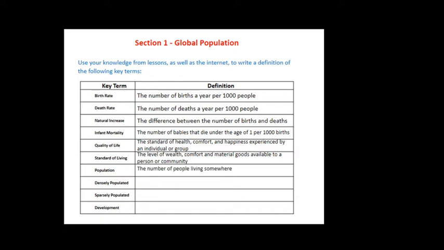Population is the number of people living somewhere. If we refer to an area as densely populated, we mean that there are lots of people living in that area. And sparsely populated is the opposite. It means an area where only a few people live, such as in a rural area, so the countryside would be more sparsely populated. Or if you think of Antarctica.